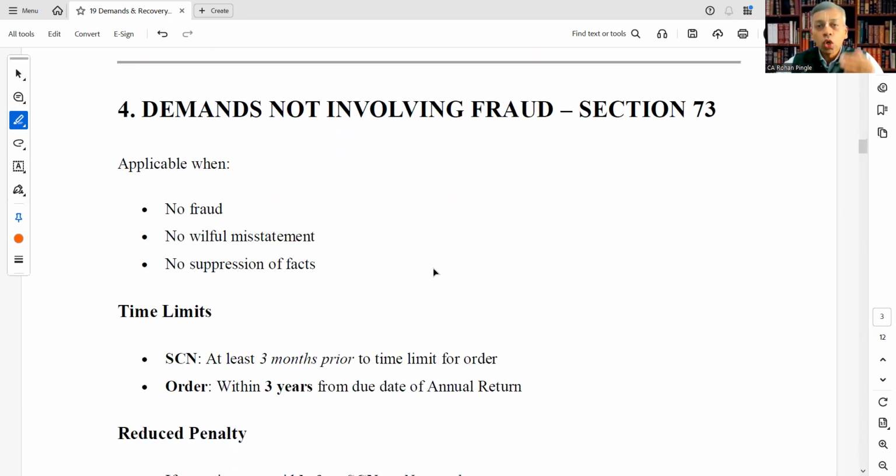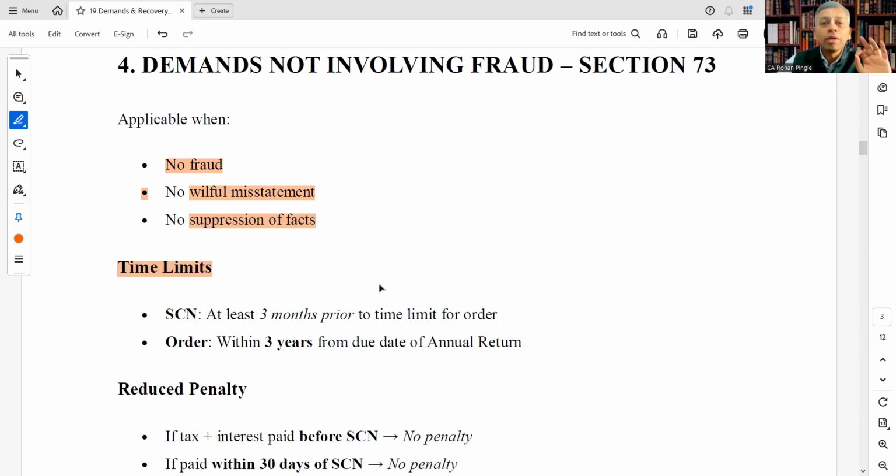Next, demands not involving fraud. We are now moving into the important section, section 73. Where is it applicable? When there is no fraud, no willful misstatement, and no suppression of facts. The time limit to issue show cause notice is at least 3 months prior to the time limit for order, and the order is to be issued within 3 years from the due date of annual return.